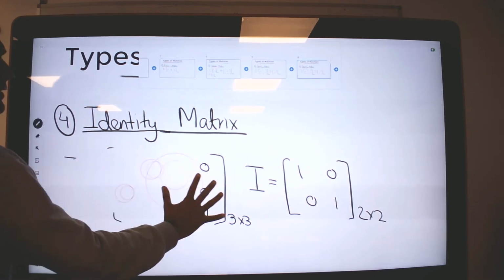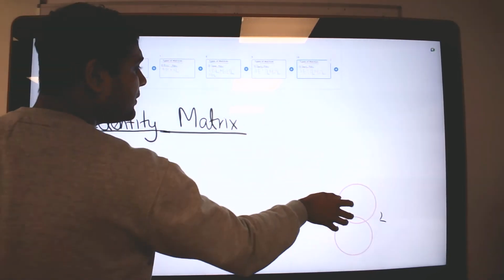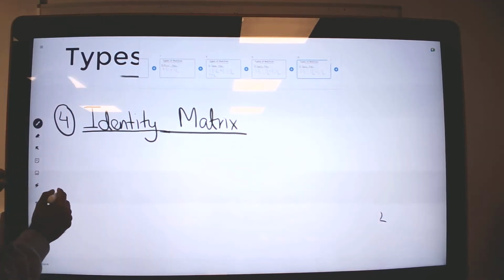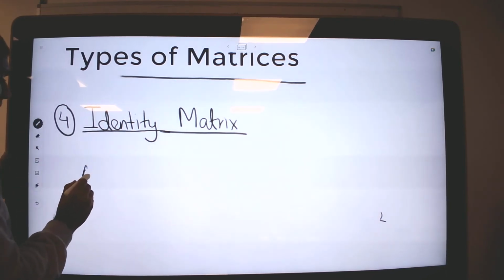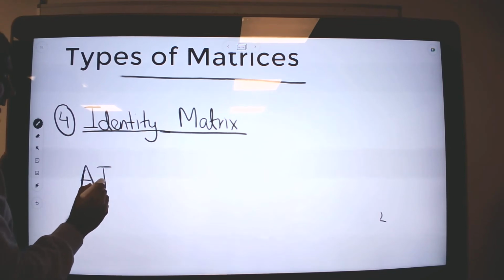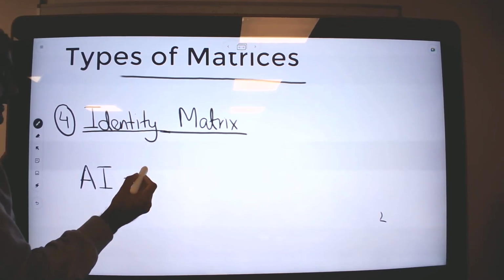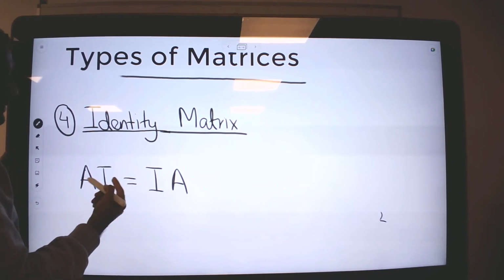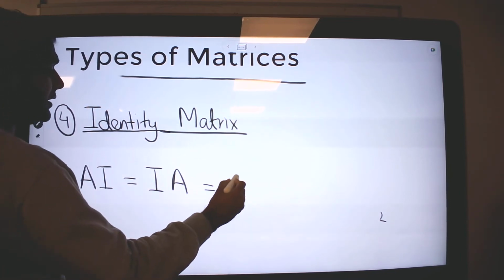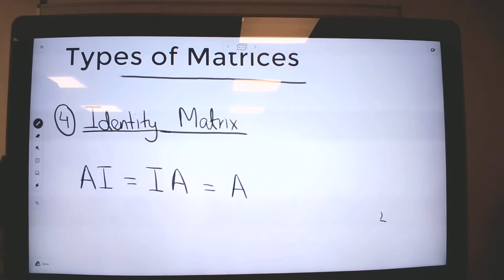For the identity matrix, if there is a matrix A multiplied by the identity matrix, which is the same as I times A, because same, should be equal to A. The matrix does not change. This is the identity property for the identity matrix.